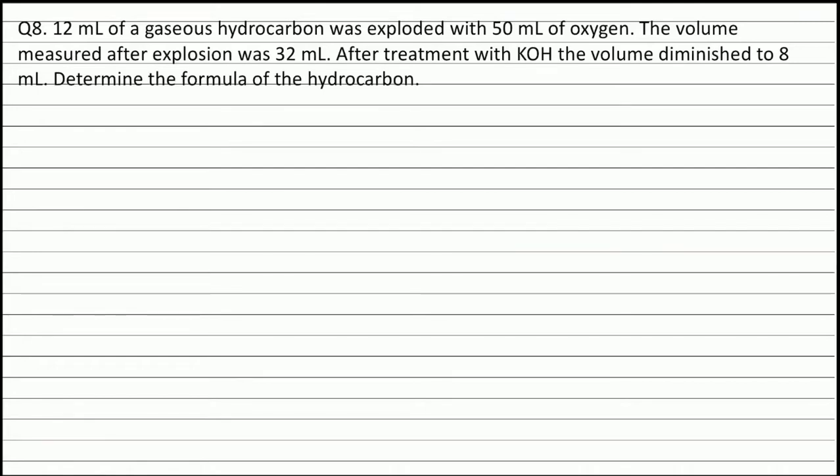Question 8. 12 milliliter of a gaseous hydrocarbon was exploded with 50 milliliter of oxygen. The volume measured after explosion was 32 milliliter. After treatment with KOH, the volume diminished to 8 milliliter. Determine the formula of the hydrocarbon.